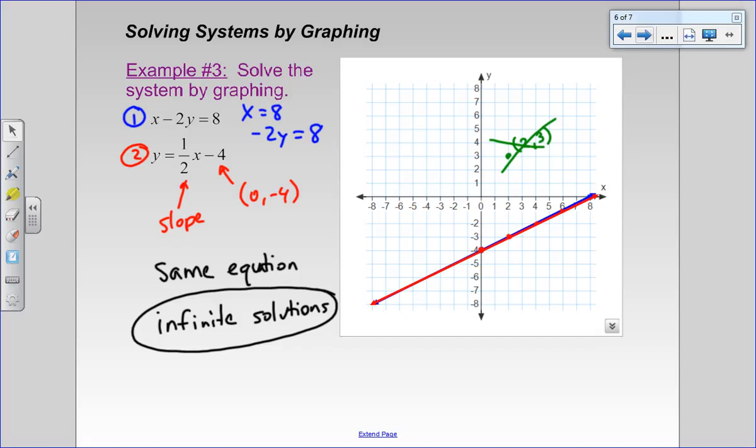To recap, one possibility is we have intersecting lines, in which case there is one solution to our system. The second possibility is parallel lines, in which case there are no solutions. And the third possibility is that both equations actually represent the same line, in which case there are infinite solutions to the system.